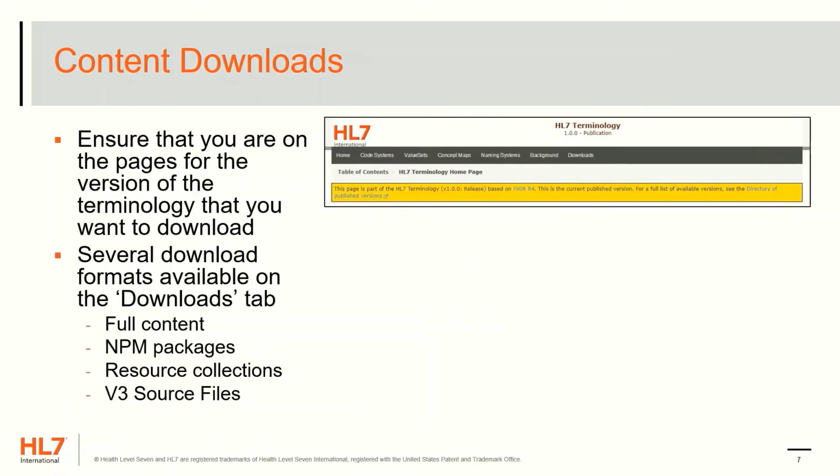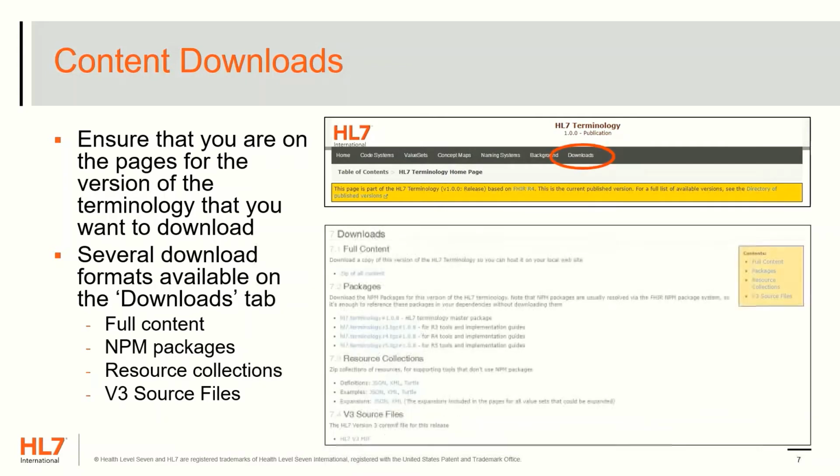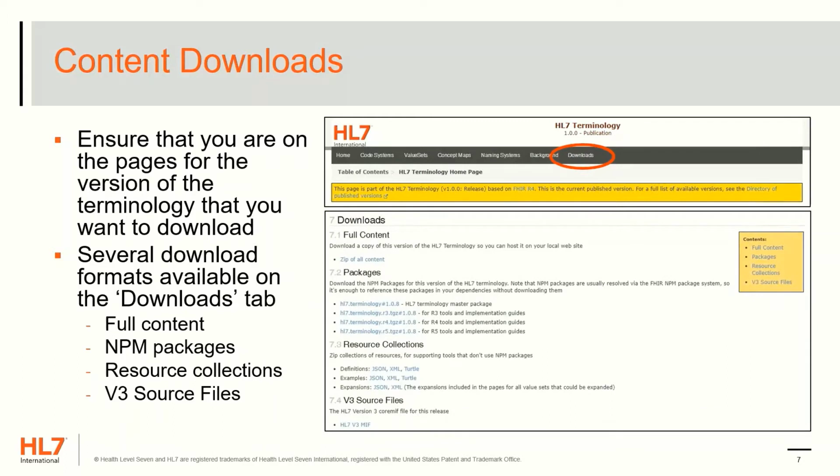When downloading content, it's extra important to pay attention to the version of the terminology pages that you are on. Once you have verified that the version is correct, click on the Downloads tab. You'll be redirected to the Downloads page, which provides terminology download packages in several formats. The full content download contains a zip file of the HL7 terminology pages as they appear here. You can then host these terminology pages on your own network.